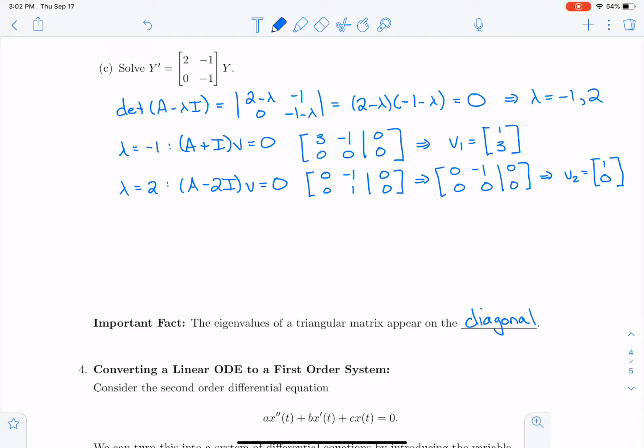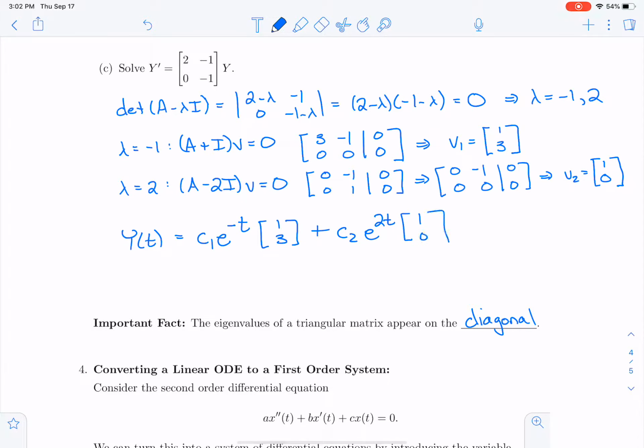And so my general solution is going to be y of t equals c1 e to the -1 times t. That's the eigenvalue. The corresponding eigenvector is [1, 3]. And then c2 times e to the 2t. That's my eigenvalue of 2 times the eigenvector of [1, 0].